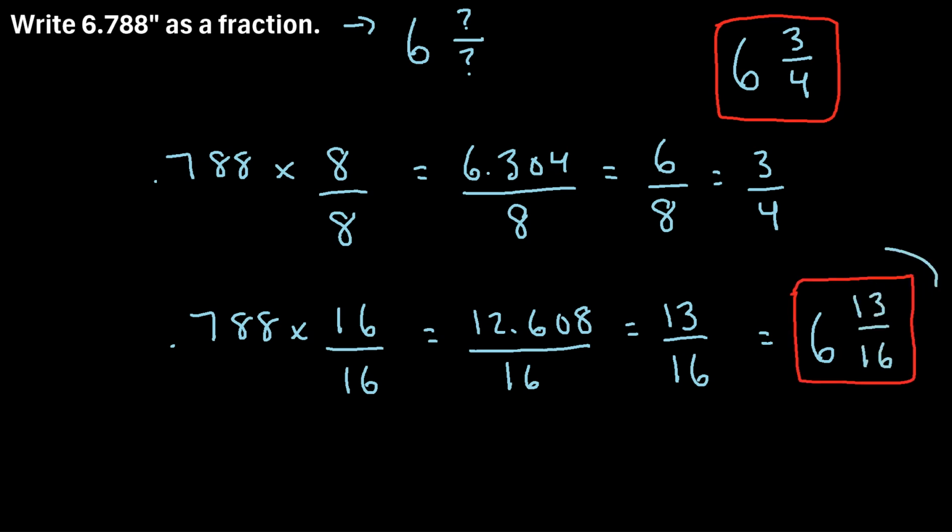So we'll notice that this answer is a little bit more precise, so it's a little bit closer to the actual value of 0.788 compared to 6 and 3/4. And if you wanted to, you could get even more precise. So if you wanted to round to the nearest 32nd of an inch, you would just multiply by 32 over 32. Or if you wanted to round to the nearest 64th of an inch, you could do the same thing, just multiply by 64 over 64. So that's the general process you can use to write decimal inches as fractional inches.